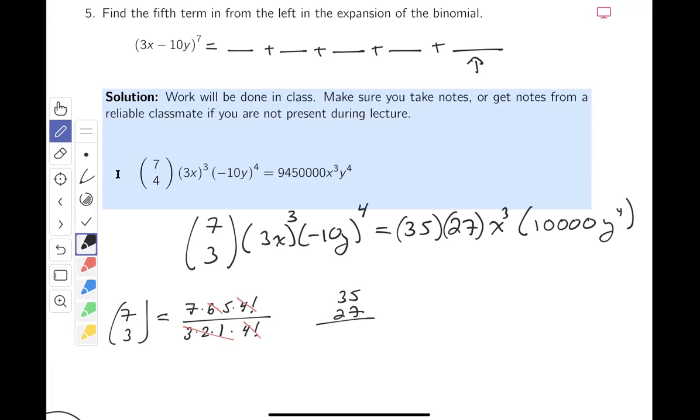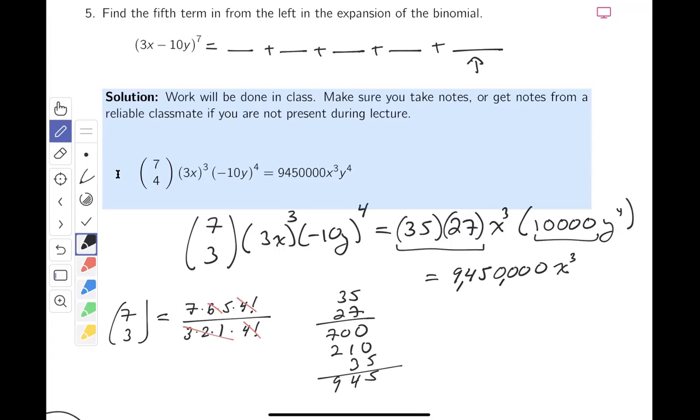I'm going to do 20 times 35, which is 700. And then I'm going to do 7 times 30, which is 210. And 7 times 5, which is 35. That may seem strange to you. Let's see, 945, right? And that's this number over here. And I'm going to multiply by this number now. What's it going to be? 945, followed by 4 zeros. I'm going to put some commas in there and write down the letters now. x cubed, y⁴. Same answer. Okay, let's keep going.